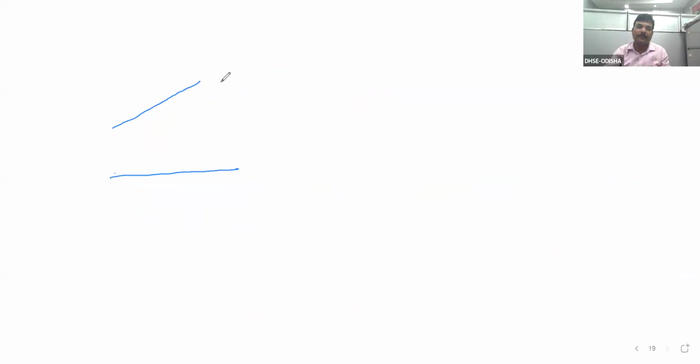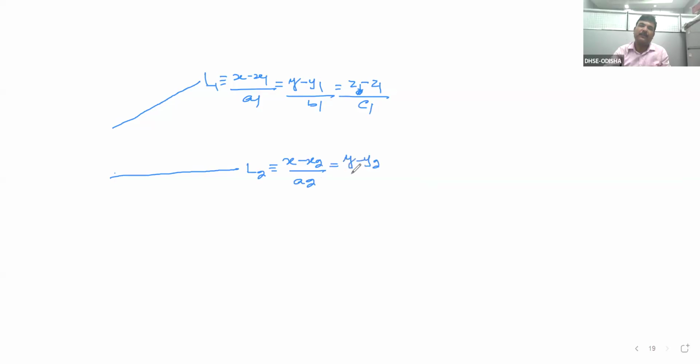This is line L1. Equation of L1 is x minus x1 upon A1 equals y minus y1 upon B1 equals z minus z1 upon C1, and equation of line L2 is x minus x2 upon A2 equals y minus y2 upon B2 equals z minus z2 upon C2.